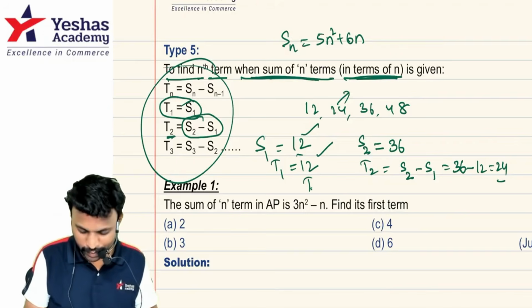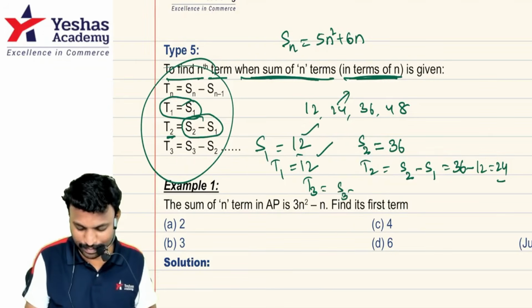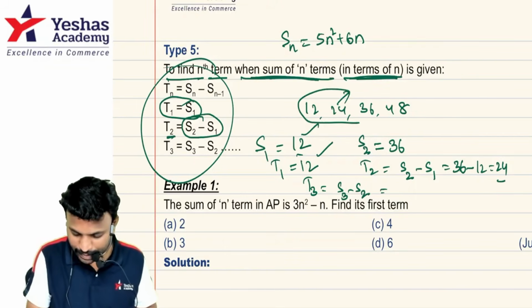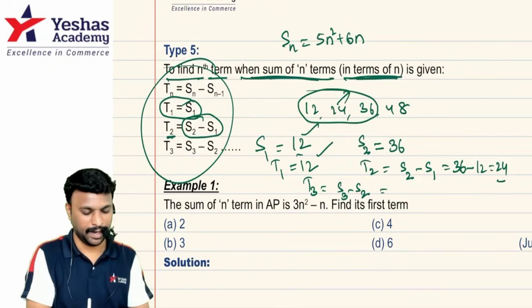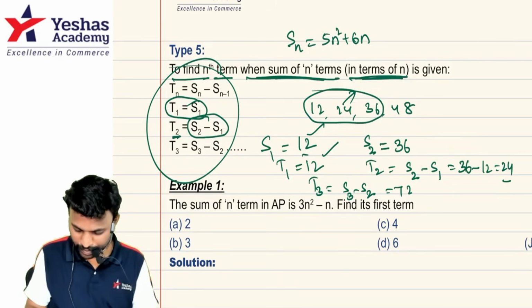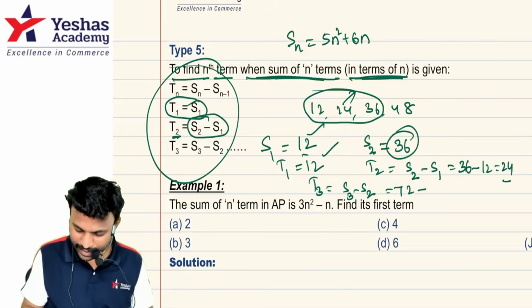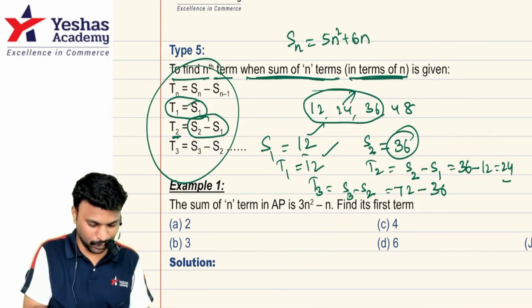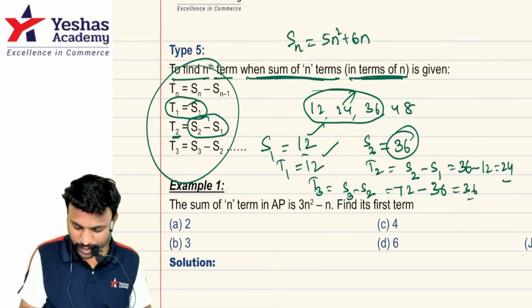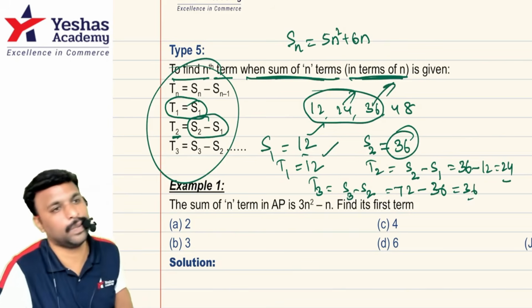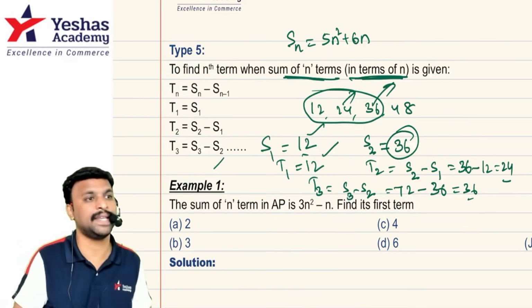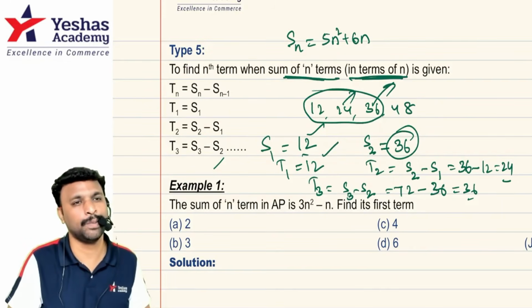Same way, if I want to find T3, it is S3 minus S2. If you want to confirm, S3 means sum of first three terms. How much is it? 12 plus 24 plus 36, that is 72. Minus S2, which I already have as 36. 72 minus 36 fetches me 36. So T3, the third term, is 36 only.